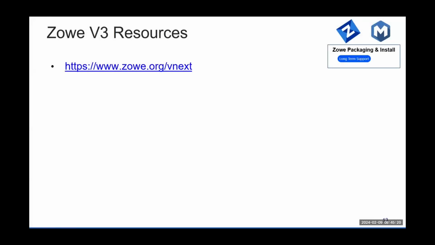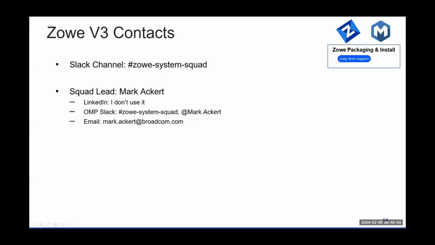Okay, resources. I'll take this one. It's pretty straightforward. All of the information related to V3 is available at zowe.org/vnext. We continuously update that page with recent and relevant information, and the packaging, install, and related information will be available there, as will these slides and the recording of this presentation.